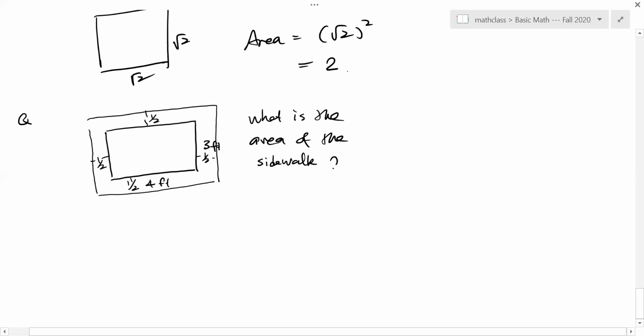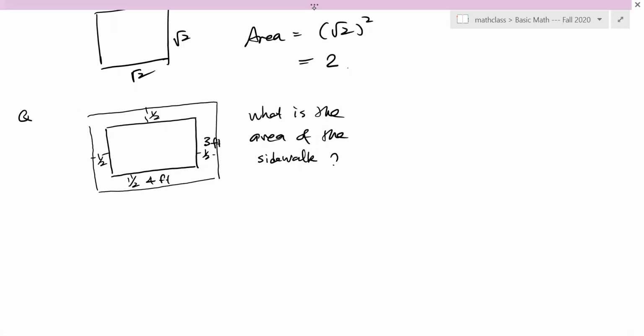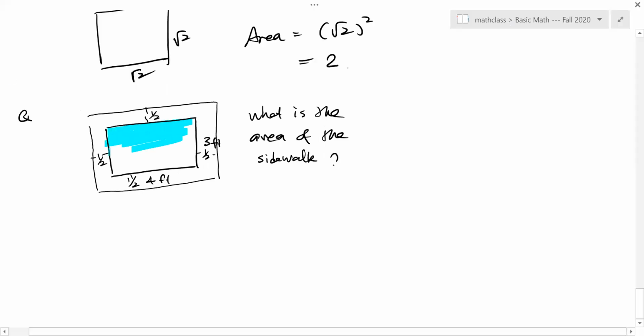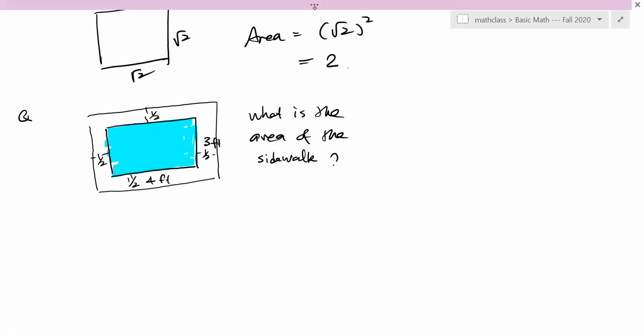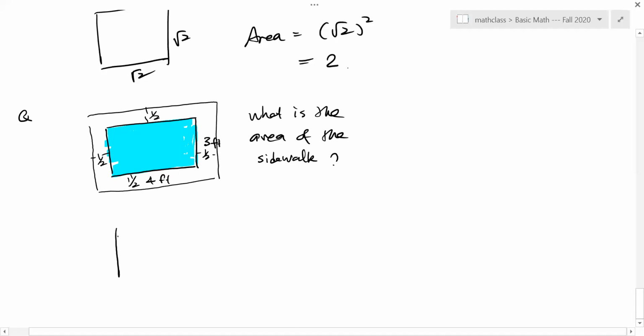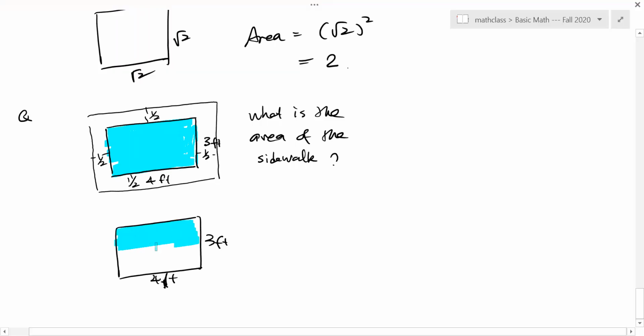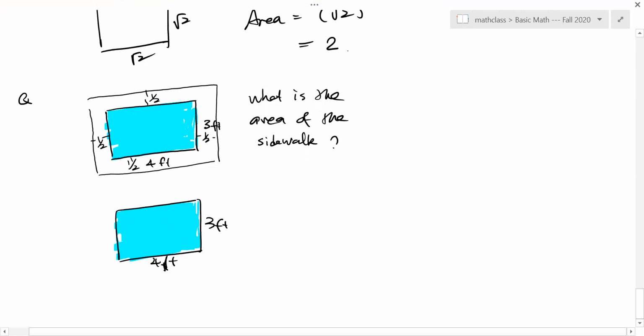Clear, right? So we know the inner rectangle. We are given the length and the width. This side is 3 feet, and this side is 4 feet. And I want to find the area of the sidewalk. Can you figure it out?